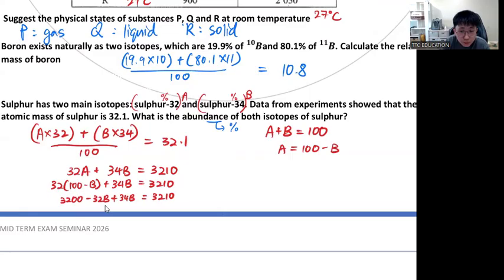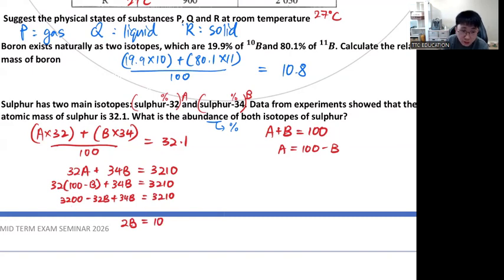Okay, so you do the math. So 3,200 bring over minus, then the negative 32B plus 34B. So we say this is 2B equals to, you bring over, you might manage to find that your 3,210 minus the 3,200, so it goes to 10. Okay, guys, hopefully I'm not skipping too many steps, okay?